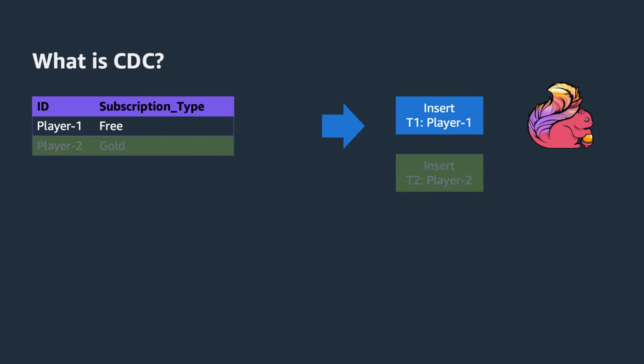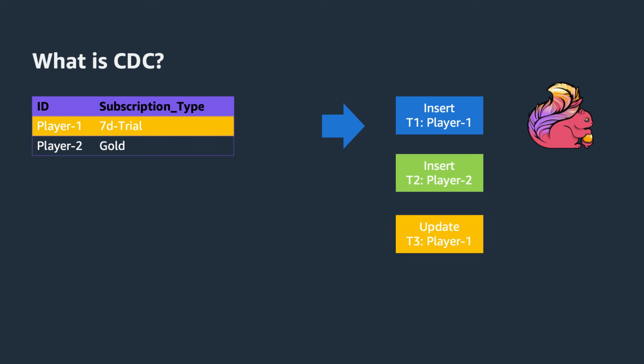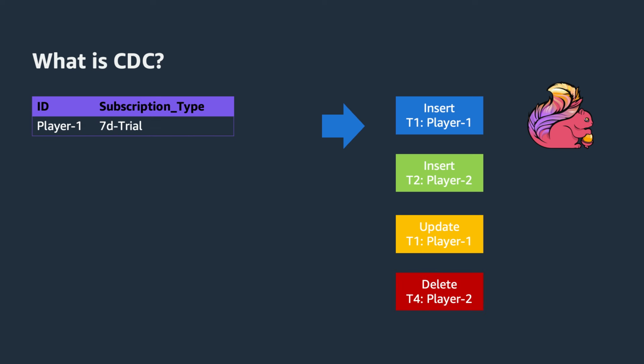Now imagine at some time t2 in the future, a new row is added and player 2 joins the gold membership. You again get the insert event propagated towards Flink. Next, player 1 upgrades the subscription type from free to 7-day trial, and that generates an update event this time instead of the insert one. Finally, player 2 data gets deleted and that generates the delete event.